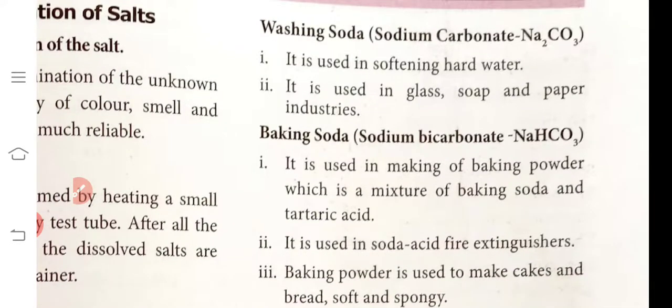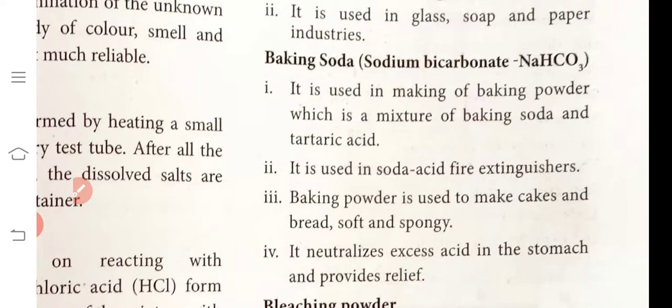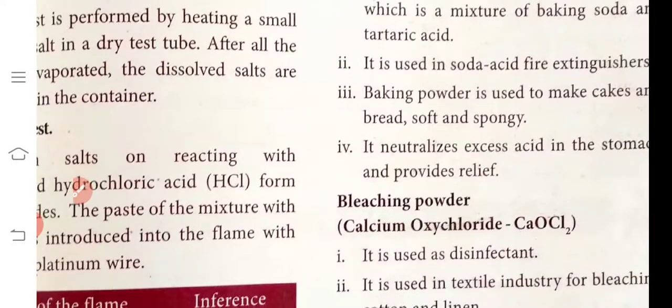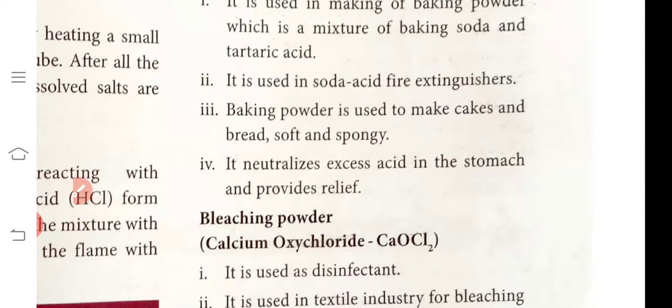Okay, then baking soda. It is used in making baking powder, which is a mixture of baking soda and tartaric acid. Okay, it is orange taste. It is used in soda acid fire extinguishers. Baking powder is used to make cakes and bread soft and spongy. Okay, the baking soda is used in bakeries, so the bread and cakes are soft and spongy. Okay, so next one, it neutralizes excess acid in the stomach and provides relief.